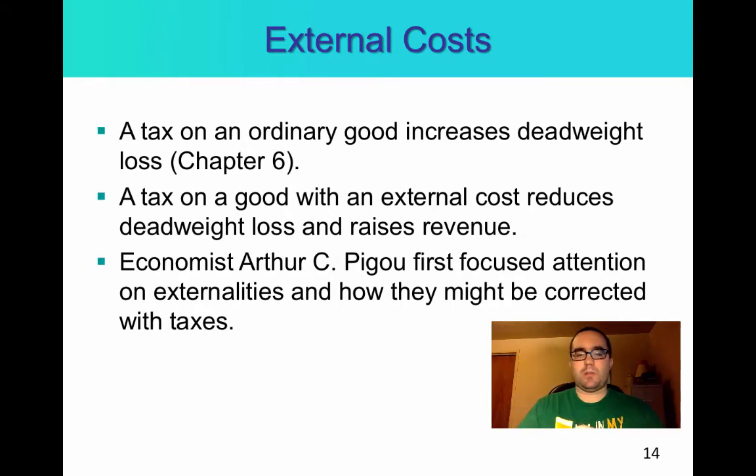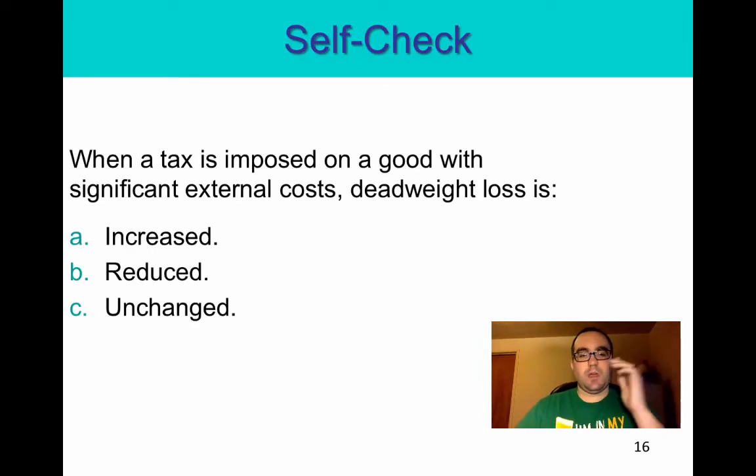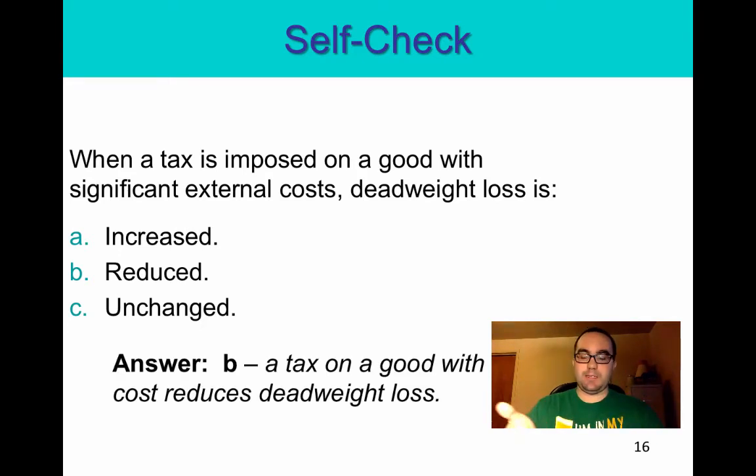Now, Pigou, I don't actually know how to say his last name, he focused on externalities and how you could do it with a tax. So, the Pigouvian tax is a tax on a good with external cost. Pretty straightforward. So, this is a question that should be pretty easy. We just covered it 2 slides ago. When a tax is imposed on a good with significant external cost, deadweight loss is usually reduced. B. What happens is when you impose that tax, it shows the actual cost to society and it imposes that on the user so they have information to make that decision.